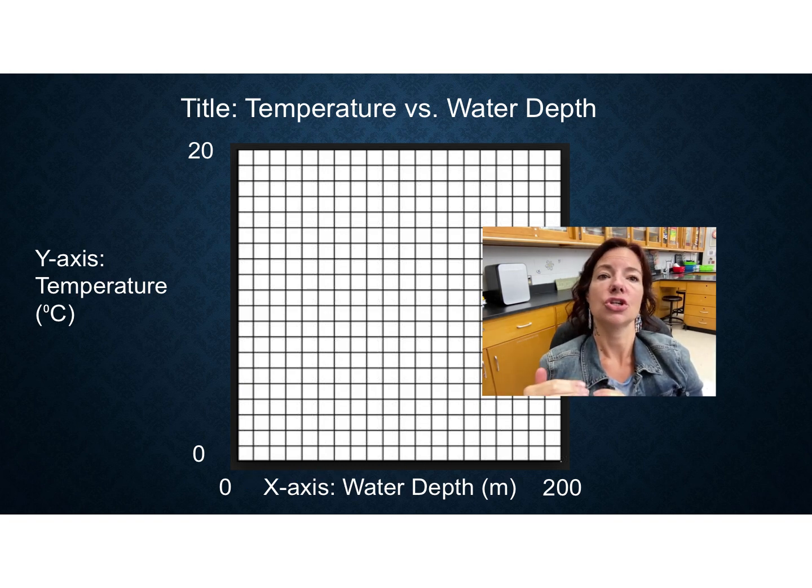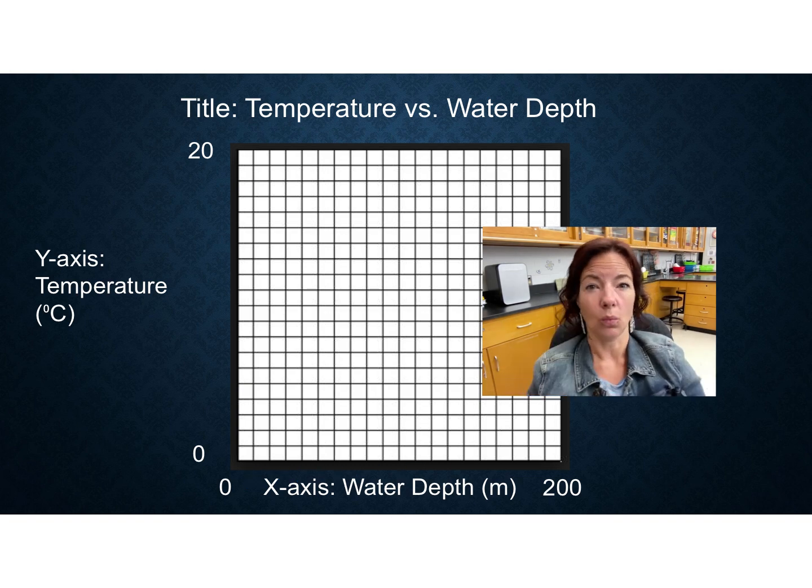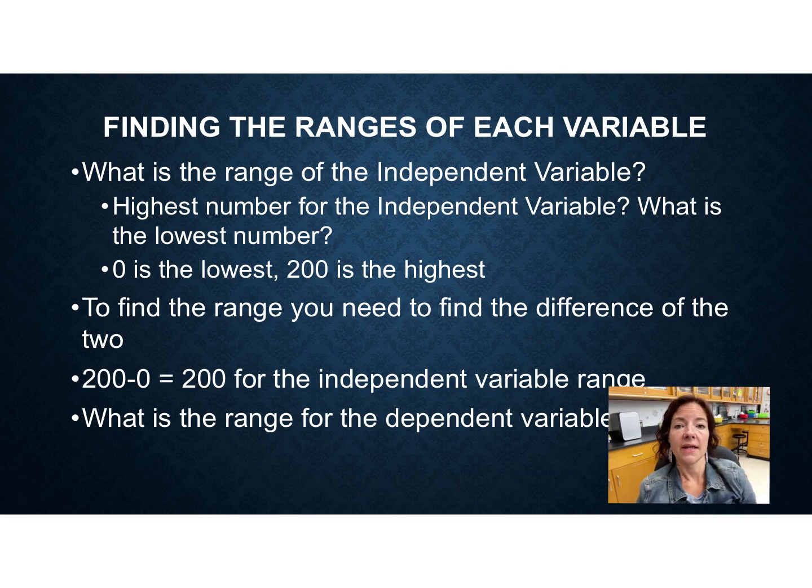And then we want to make sure that we're not just keeping all of our data in one little spot. We want to make sure it spans across at least 75% of our overall graph. So like I said on the previous slide, we have to find that range. We know that our independent variable goes from 0 to 200, but actually it really goes from 50 to 200. So we could go from 50 to 200 on that X scale instead of all the way at 0. We don't have to start at 0.